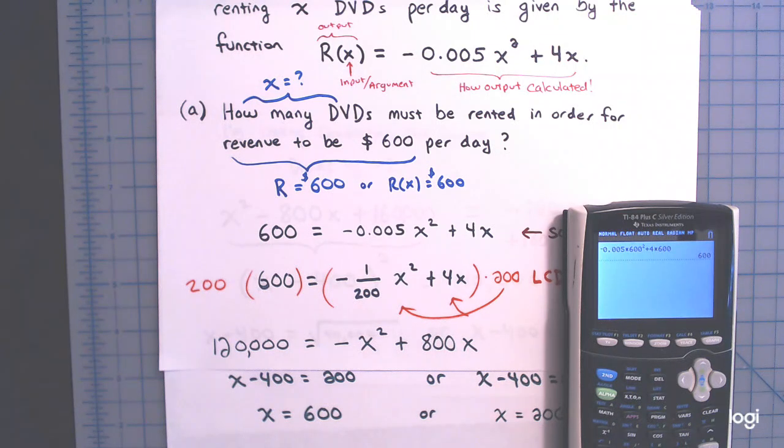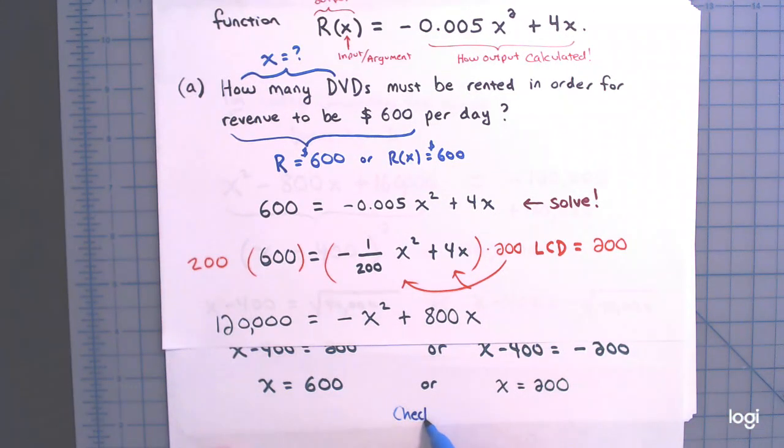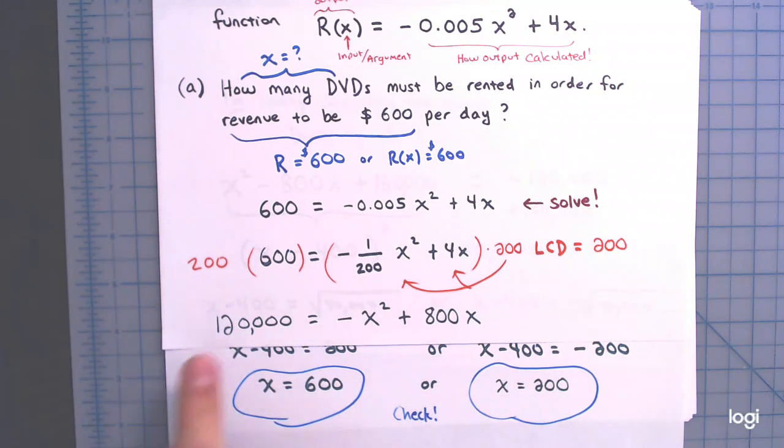The other one was 200. So negative 0.005 times 200 squared plus 4 times 200, and that is also 600. So both are good, and they both would make sense. So again, don't forget to, I'll write check here. Both are good. Both work out in the original equation that I set up. And they're both positive numbers. They both make sense as a possible number of DVDs that could be rented out of this Redbox kiosk.